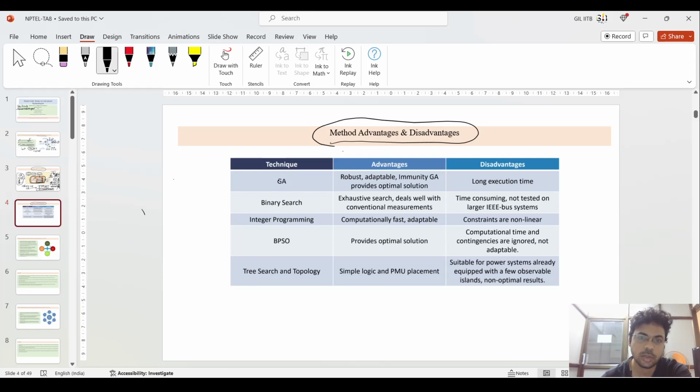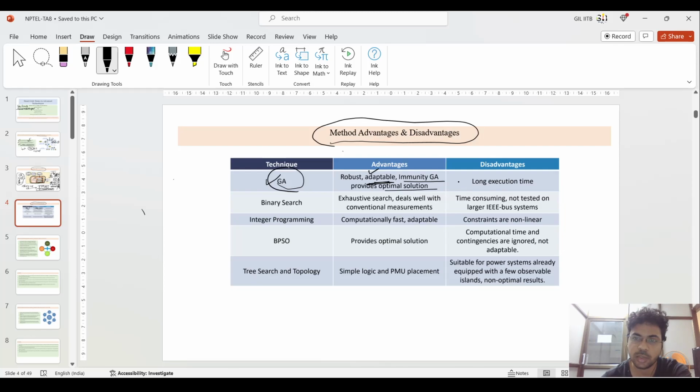Moving further to methods, advantages and disadvantages, there are multiple methods related to this optimal location calculation. Suppose one of the methods is GA. This is also important for your assignment itself. That is a genetic algorithm, one of the kinds, and it has certain advantages such as it is adaptable to this situation. Why? Because it learns from the situations which are already existing in this network. So this is adaptable.